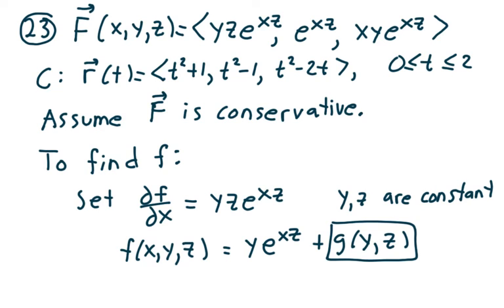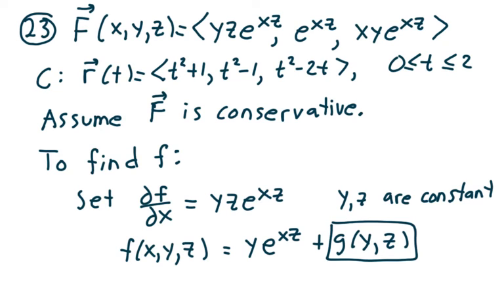Problem 23. So I get f of xyz is equal to yz e to the xz for the first component, e to the xz for the second, and xy e to the xz for the third. R of t is a vector valued function. So the first component is t squared plus 1. Second component is t squared minus 1. Third component is t squared minus 2t. T is between 0 and 2. And we need to assume f is conservative.